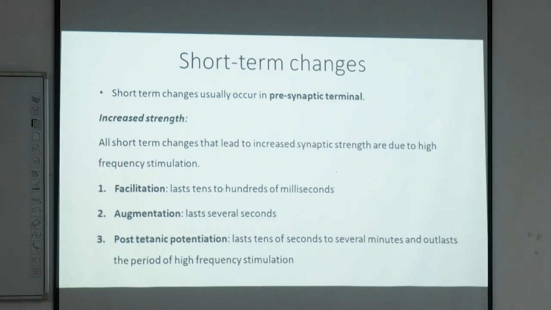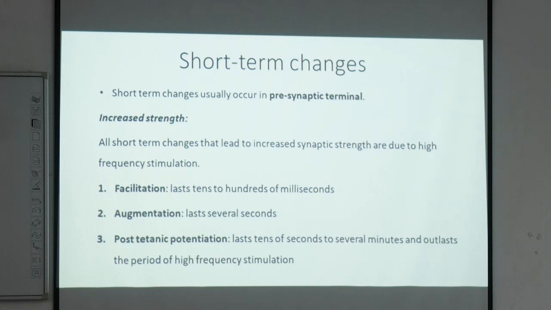Now short-term changes. Already told that it happens at the presynaptic membrane, leading to increased strength. All short-term changes lead to increased synaptic strength, and this happens due to high frequency stimulation of the synapse. Under short-term changes and increased strength, we have facilitation, augmentation, and post-tetanic potentiation.